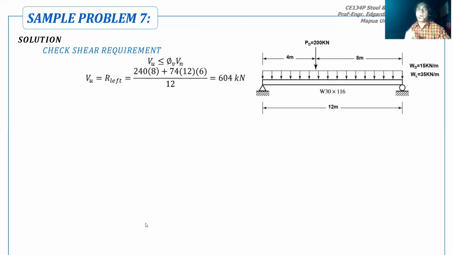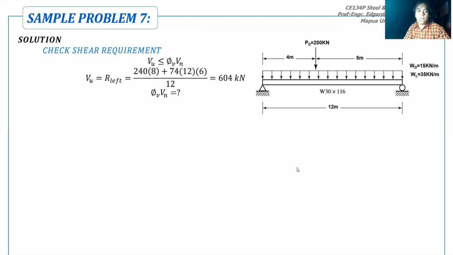No, kasi if you will draw the shear diagram of this beam, you will find out that the maximum shear is located at the left hinge support. Okay, so yun ang ginawa ko. So I solve for the reaction on the left support kasi that corresponds to the maximum shear. Okay, so solving for that, it gives us 604 kilonewton. Okay, so yun na yung Vu.